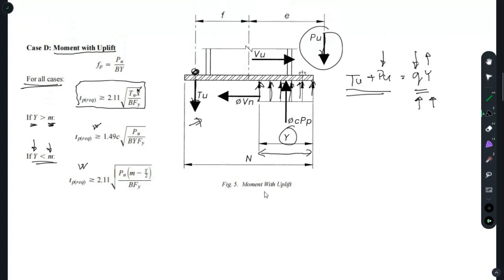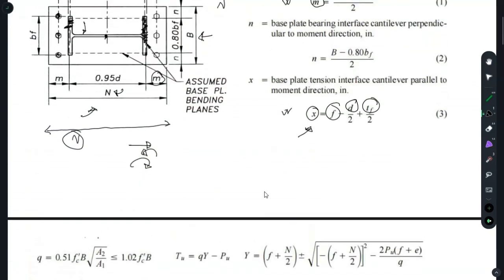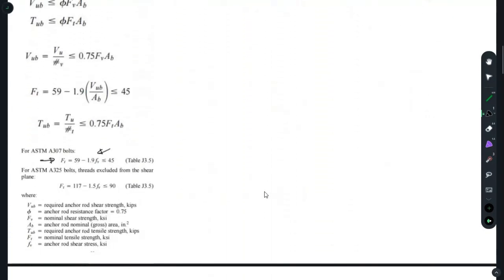So once again, I will say what is m and what is x. Your m is this, which is from the middle of your flange to the edge of concrete, and you have an equation to find m, which is m equals n minus 0.95d, divided by 2. And to find the x value, which is from the middle of your flange to the middle of your anchor rod, you have an equation, which is f minus d by 2 plus tf by 2. So we'll find these two values.